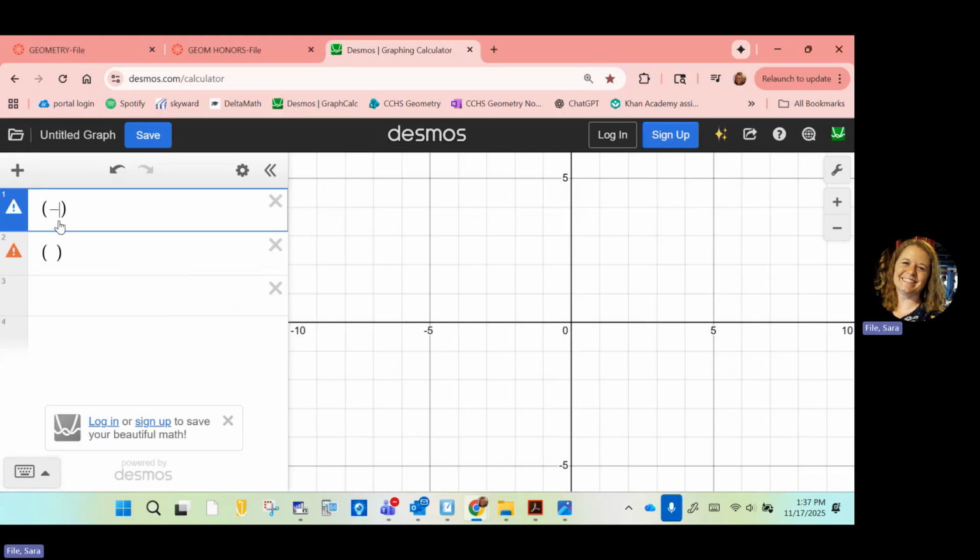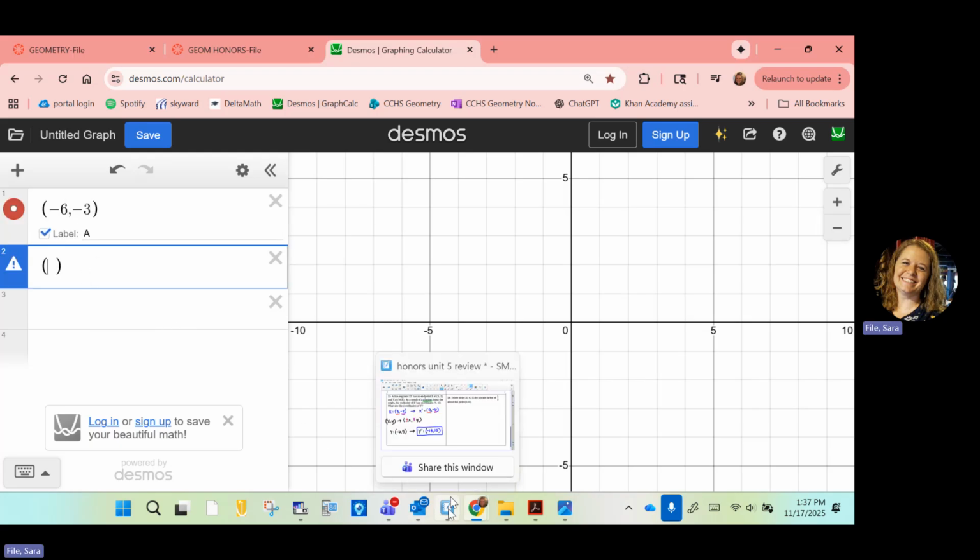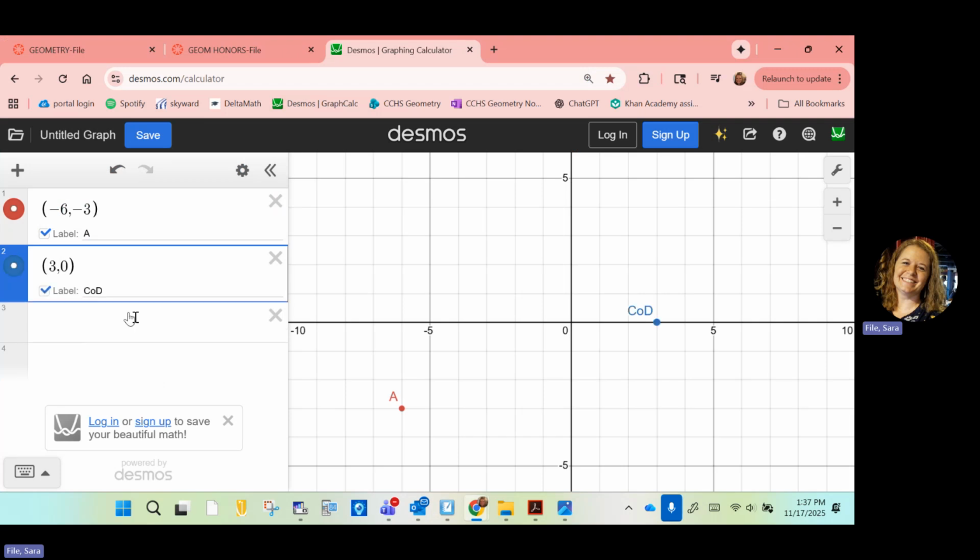So I would plot the point -6, -3 and label it point A. And then my center of dilation is at 3, 0. So I would plot that point as my center of dilation. Then once you have these, you count the distance horizontally and vertically between your center of dilation and your point. So vertically, these are 3 apart, right? Y'all agree? Okay, and horizontally, 9.